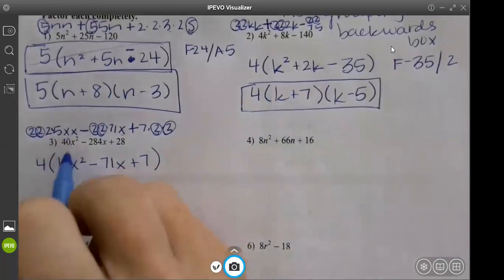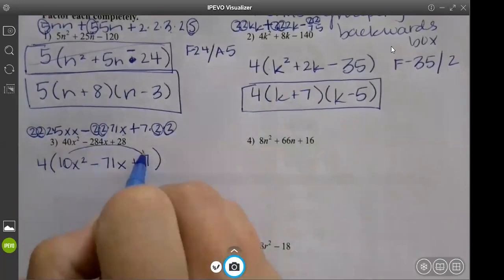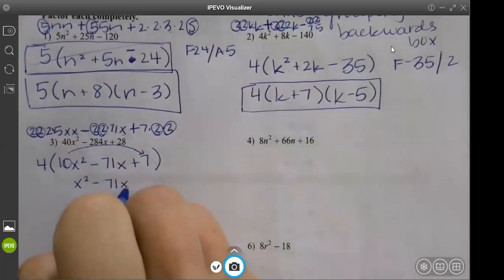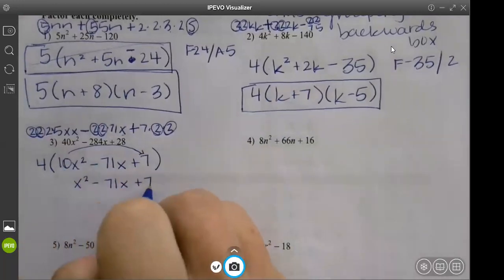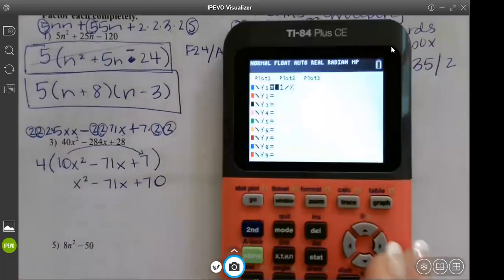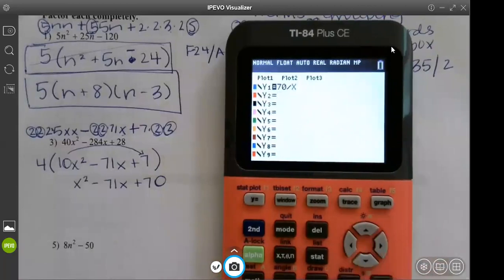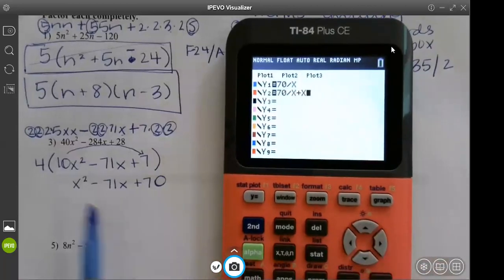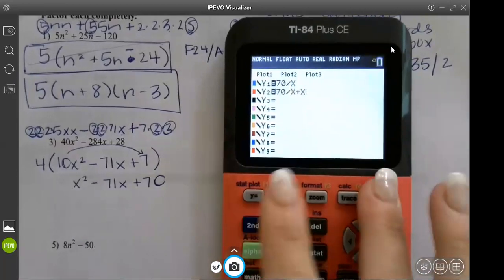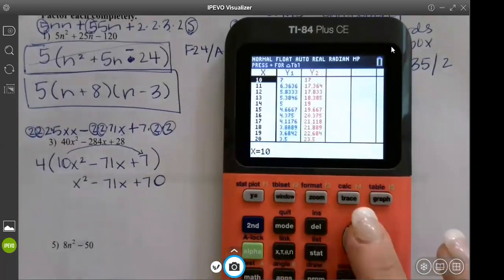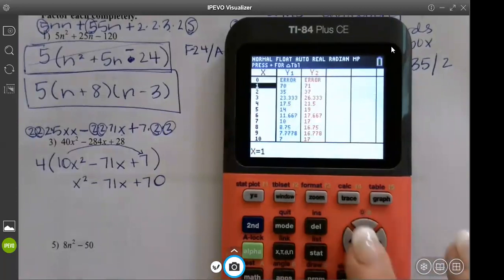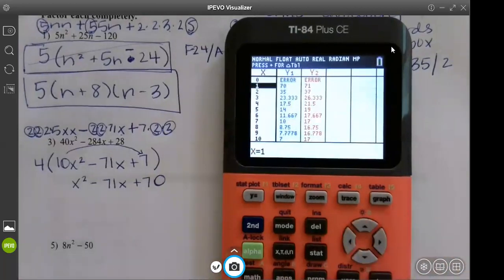We're going to try. So we're going to slide this over. We get x squared minus 71x. 10 times 7 is 70. Do I have factors of 70 that add to negative 71?